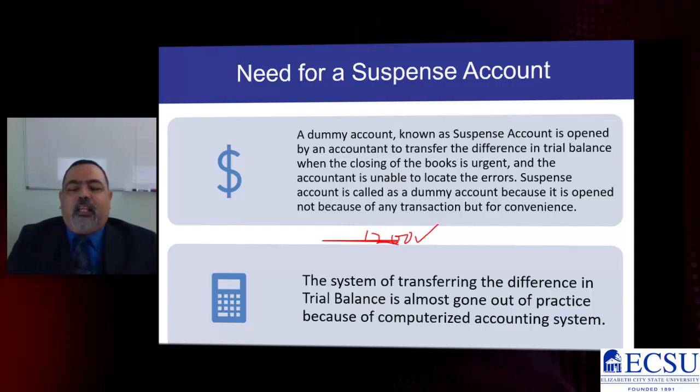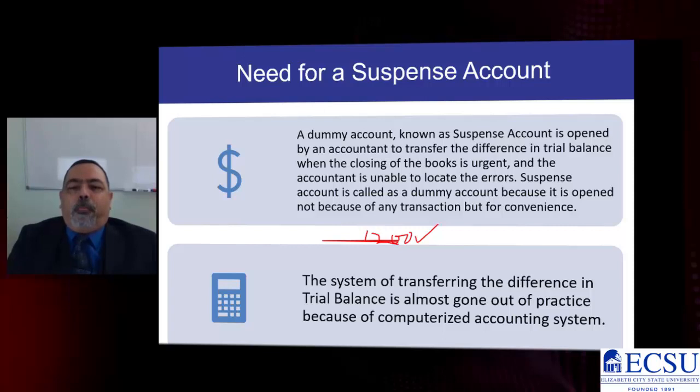So the debit side is 5,000 and the credit side is only 3,800. So what I'll do is add that 1,200 on the credit side and use that as a suspense account, which means a suspense account can have both a debit balance as well as a credit balance.